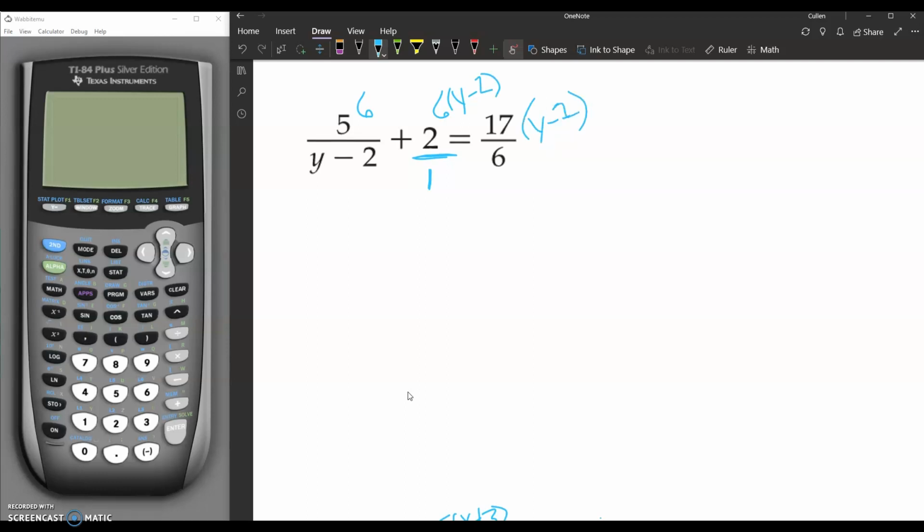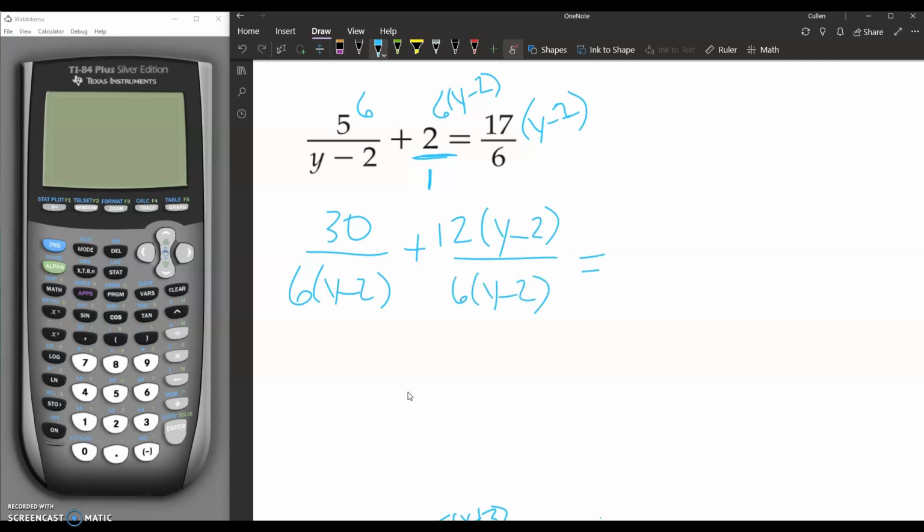So now let me start multiplying things. 5 times 6 right there is going to give me 30 on top, not 36. And then in the denominator, I have 6 and y minus 2, which is good because that's what I want. 6 times 2 on top is going to give me 12 times y minus 2. In my denominator, I'm going to have 1, and then times all of that is just 6 times y minus 2, which is what I want. And then equals 17 times y minus 2. That looks like a 1, it's supposed to be a 2. And then in my denominator, I'll have 6 and then y minus 2, if I multiply that y minus 2 there.